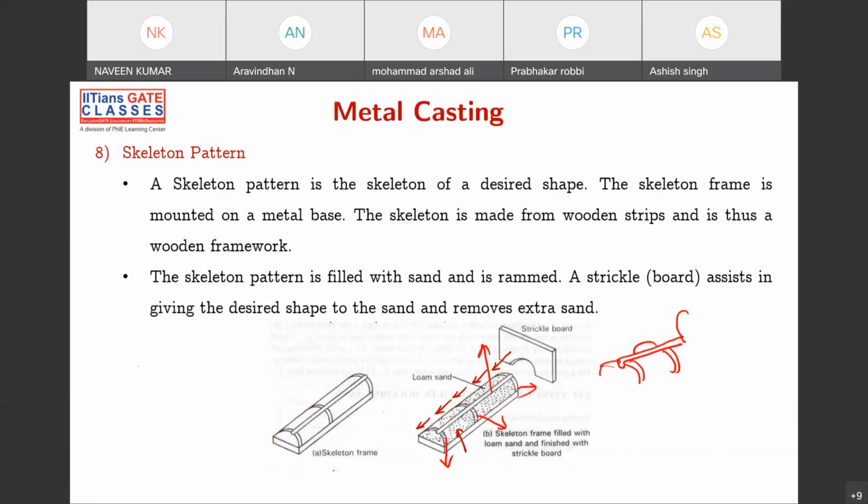Then you pour liquid metal. Once you are pouring liquid metal, what will happen? It will take this path. Happily it is filling. I don't know how many of you have seen the Game of Thrones TV series. I don't know which season also.